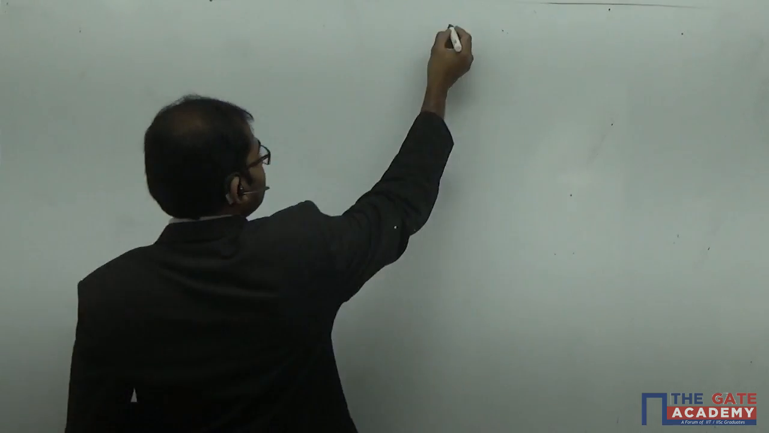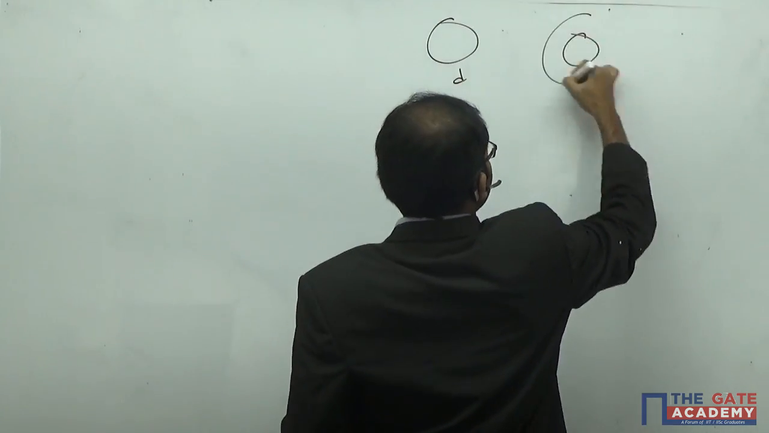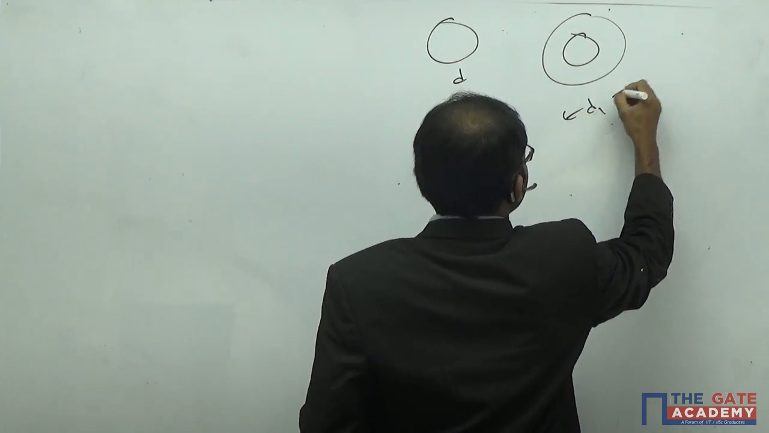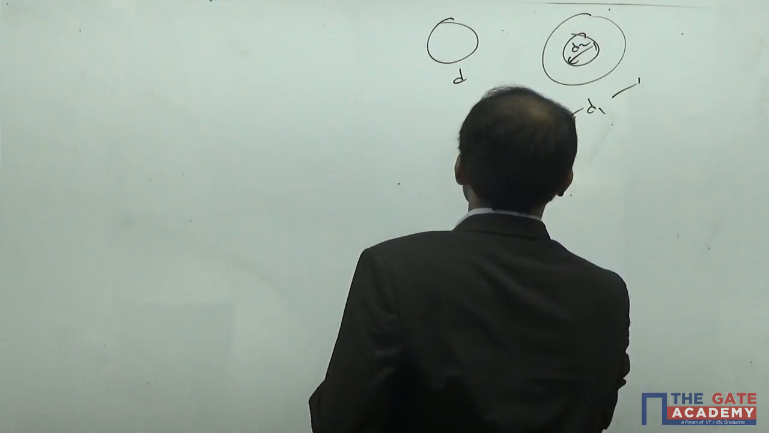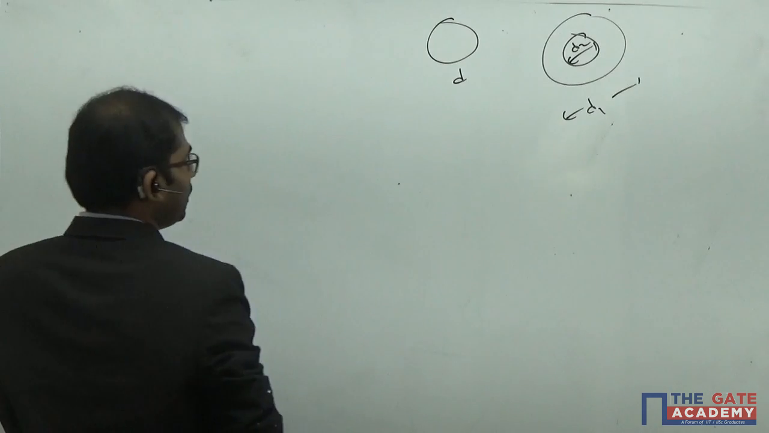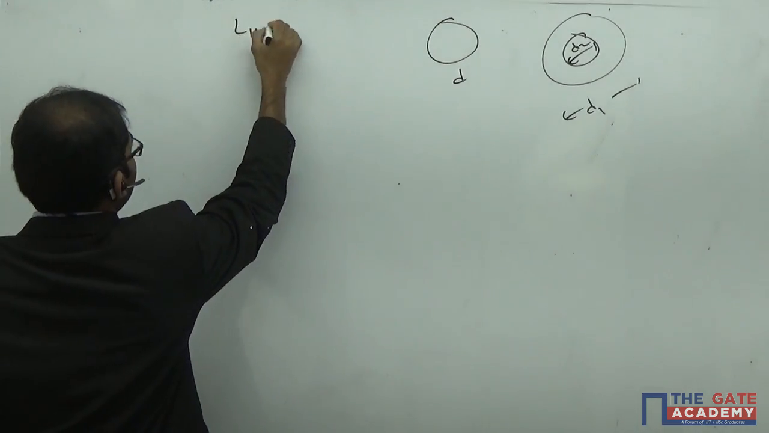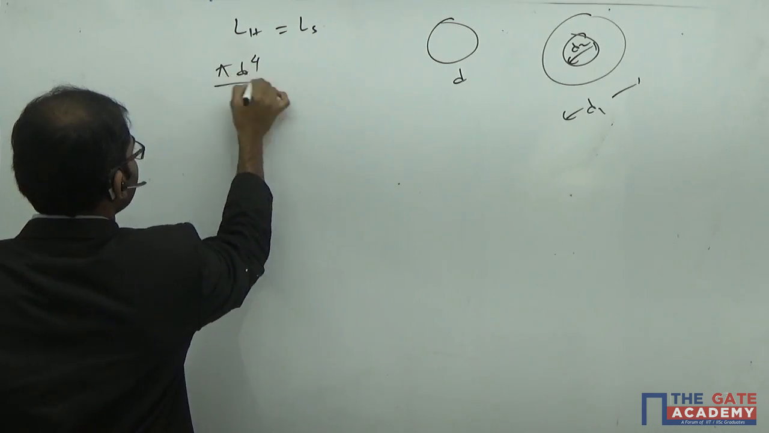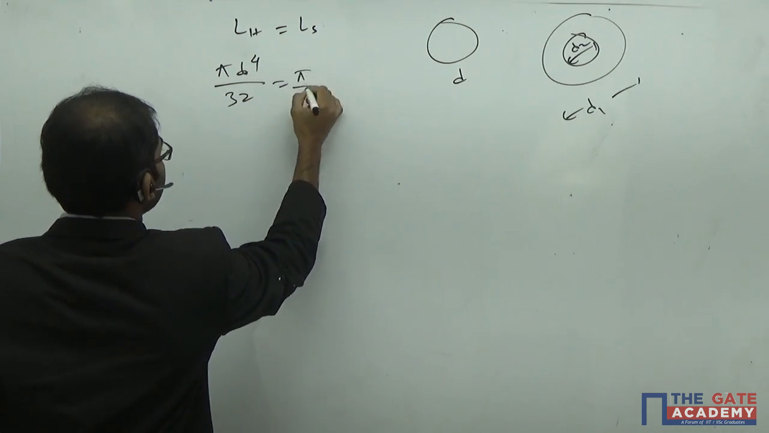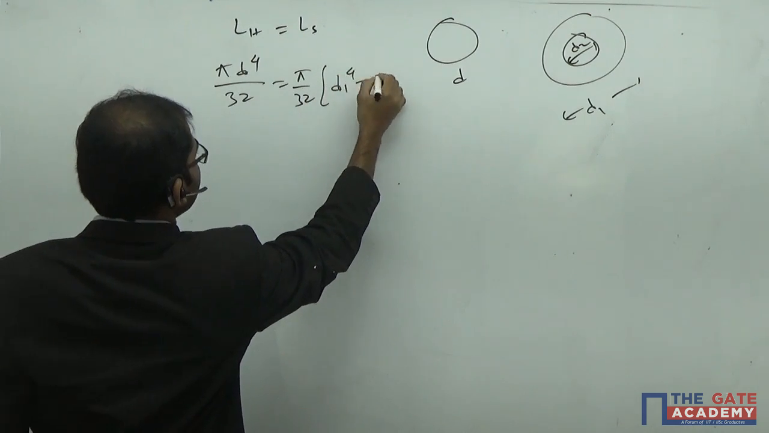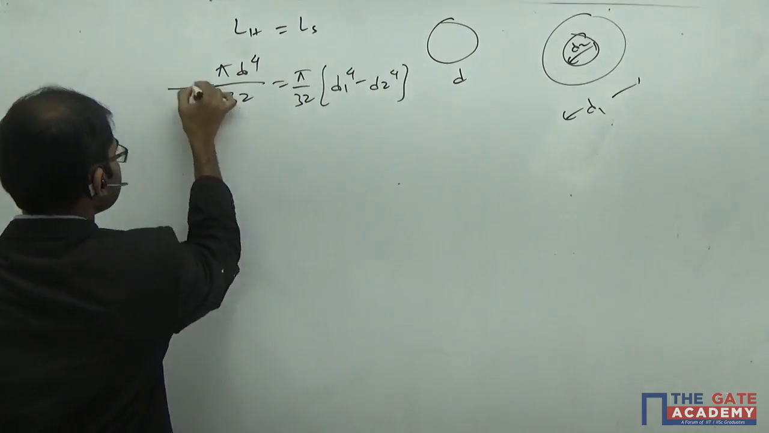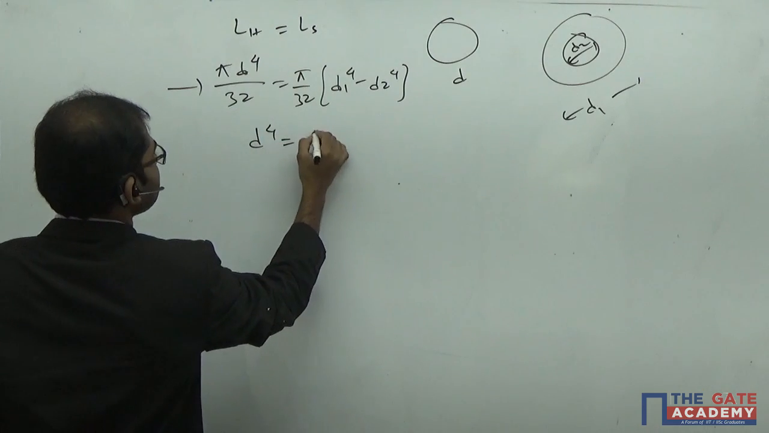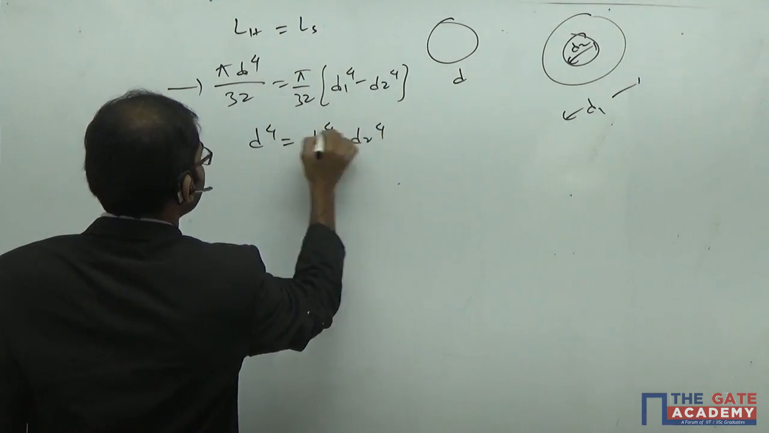So let's take the solid shaft to have a diameter of D, and the hollow shaft to have outer diameter D1 and inner diameter D2. Both have the same length, so L hollow is equal to L solid, and the sectional modulus is also the same. So pi D power 4 by 32 is equal to pi by 32 into (D1 power 4 minus D2 power 4). This is the condition, so D power 4 is equal to D1 power 4 minus D2 power 4.